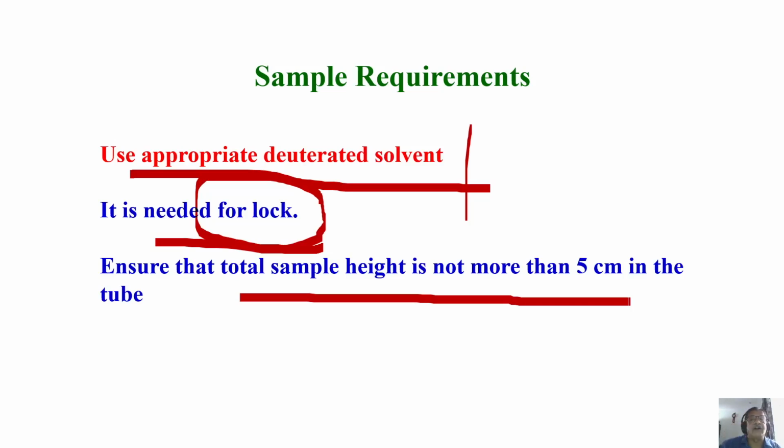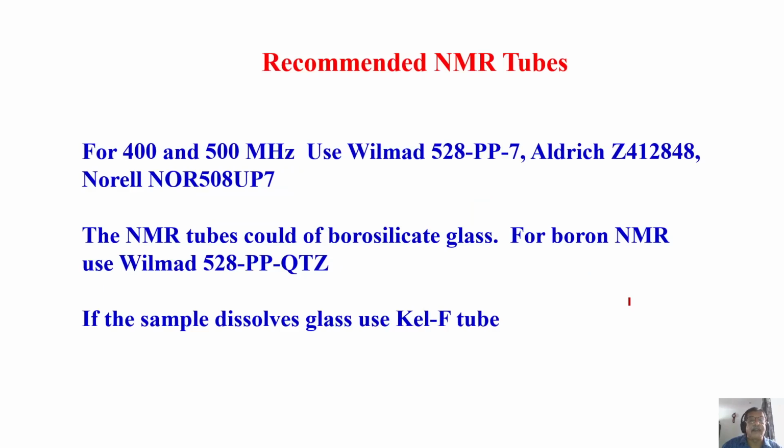Too less quantity is also not good. You have to have optimum quantity. This should cover the RF coil area. Taking high amount of sample or less amount of sample, both are disastrous. It gives you distorted peak shapes. So this is very important. The sample height is very important. Remember that. And of course, the NMR tube also has to be properly chosen.